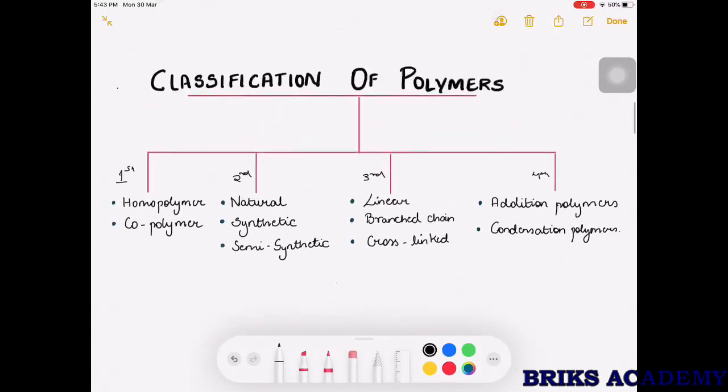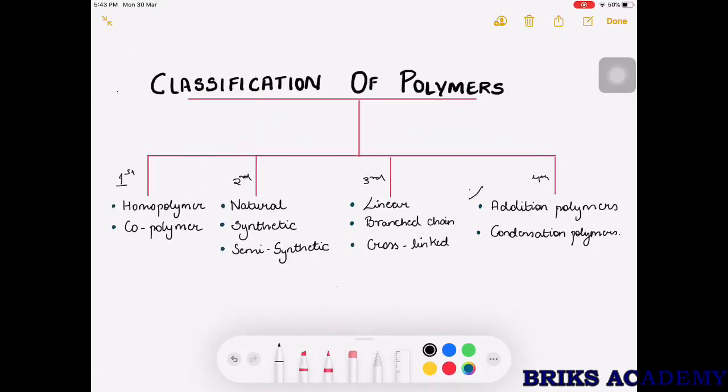So, I hope the classification of polymers is clear.